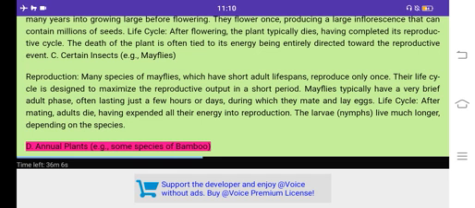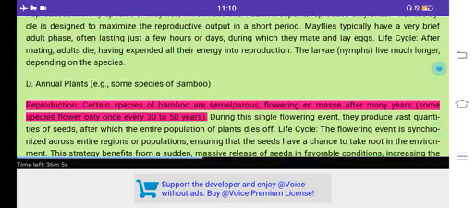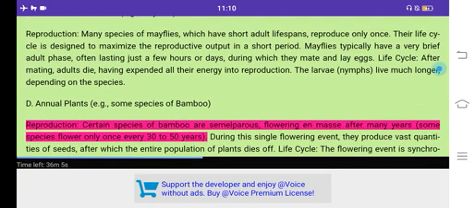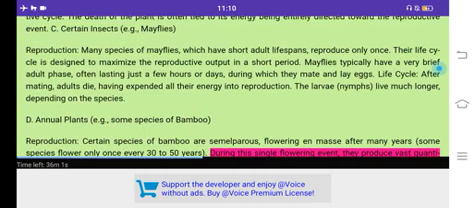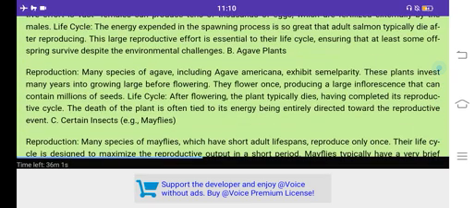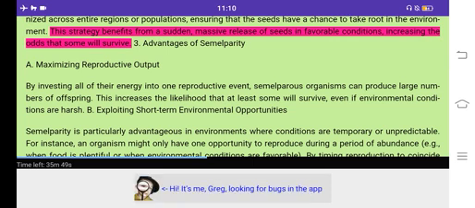D. Annual plants, e.g., some species of bamboo. Reproduction. Certain species of bamboo are semelparous, flowering en masse after many years. Some species flower only once every 30 to 50 years. During this single flowering event, they produce vast quantities of seeds, after which the entire population of plants dies off. Life cycle. The flowering event is synchronized across entire regions or populations, ensuring that the seeds have a chance to take root in the environment. This strategy benefits from a sudden, massive release of seeds in favorable conditions, increasing the odds that some will survive.